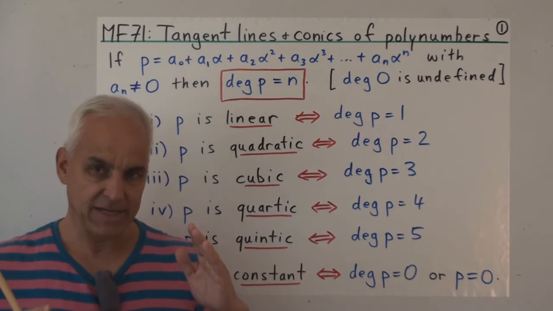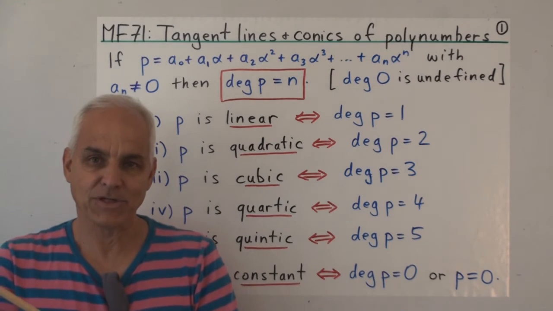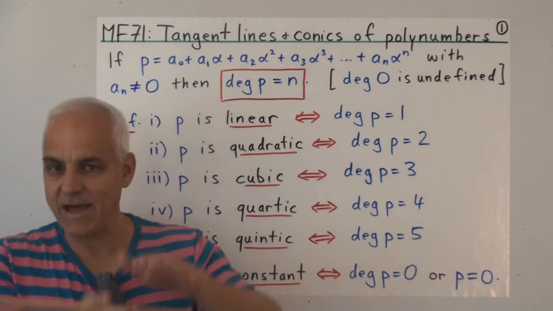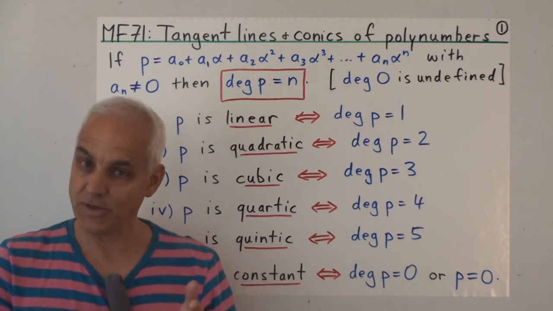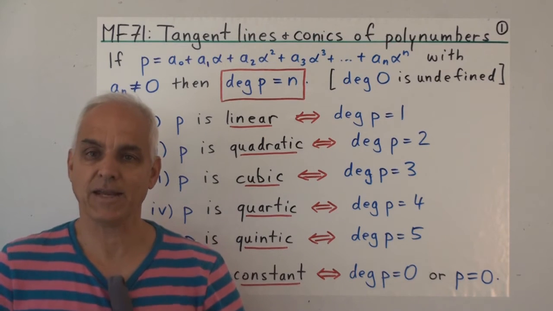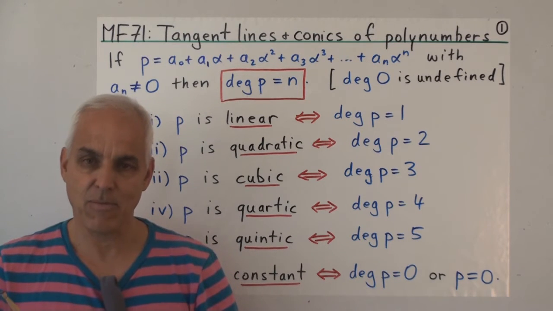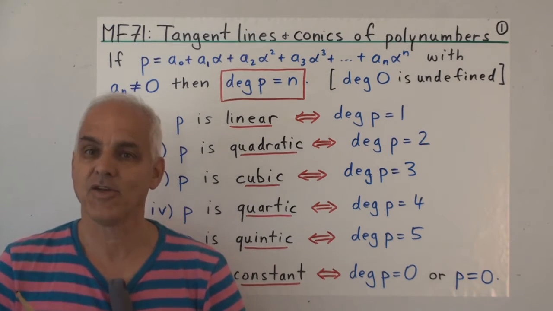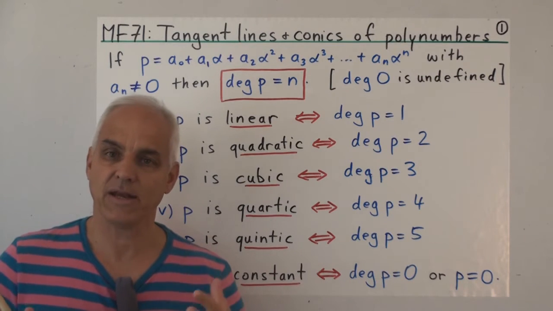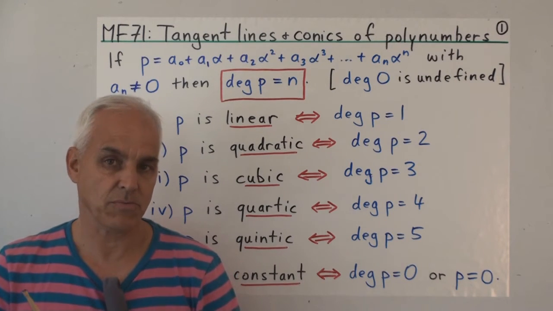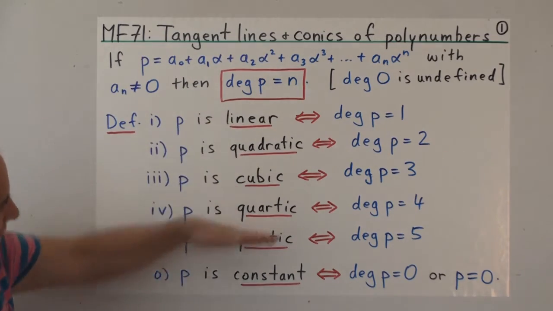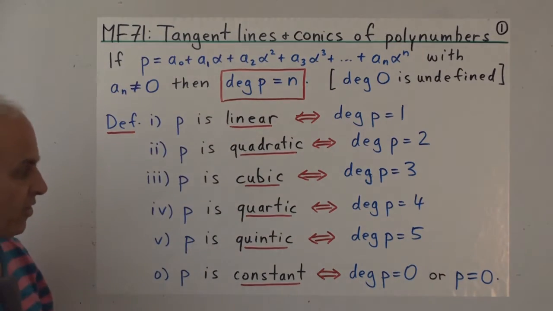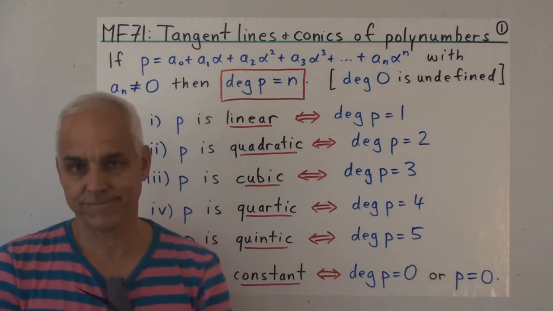So we have this idea now that polynumbers come in sort of levels of complexity. The higher the degree, generally speaking, the more complicated the polynumber is. The more subtle its arithmetic is, the more complicated the associated geometry is going to turn out to be. So this is a kind of a hierarchy that the higher the degree is, the more complicated things get.